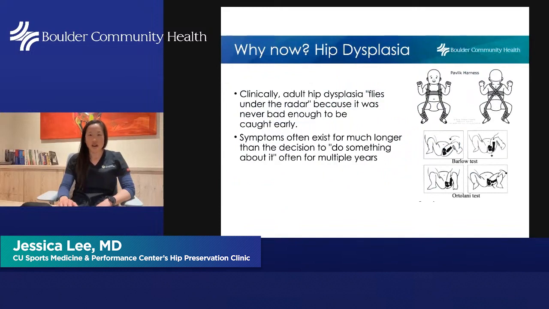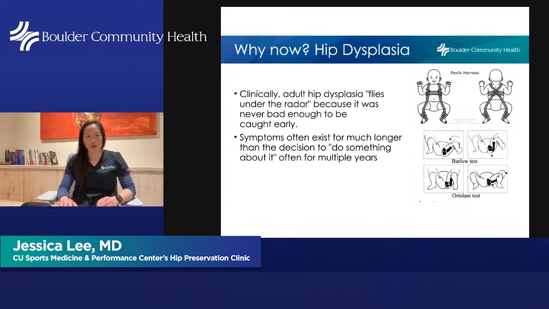So in terms of why now, when we think about people with hip dysplasia, adult hip dysplasia tends to fly under the radar because it was never bad enough to be caught early. We think about babies wearing Pavlik harnesses or in spica casting. We think about babies whose hips dislocate easily and relocate easily, and babies who don't make their walking milestones early on. But for the babies whose hips don't frankly dislocate, or have what some people refer to as micro instability, they can live for a very long time with hip dysplasia and get to a high level of function without necessarily presenting with dislocations and other symptoms like that.